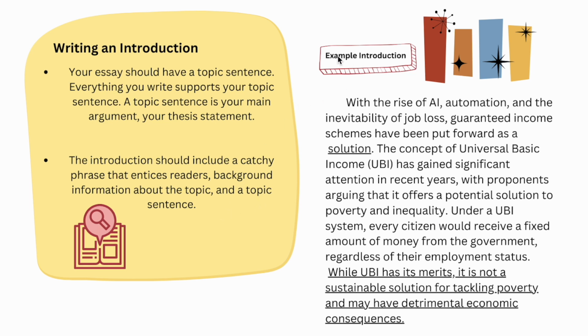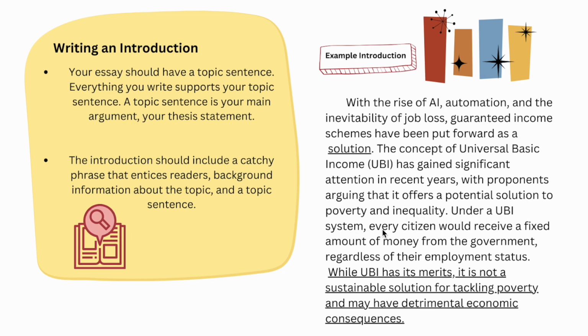Now I'm going to read to you an example introduction just so you get an idea of how an introduction looks. It doesn't have to be very long, but it should include all of these components. With the rise of AI, automation, and the inevitability of job loss, guaranteed income schemes have been put forward as a solution. The concept of universal basic income, or UBI, has gained significant attention in recent years, with proponents arguing that it offers a potential solution to poverty and inequality.